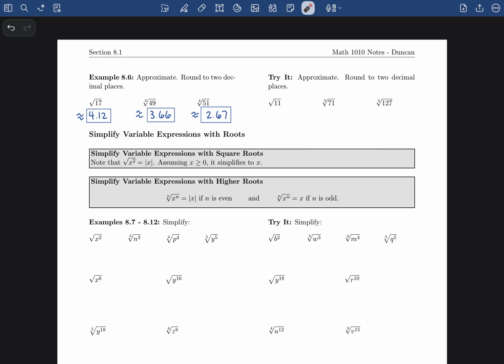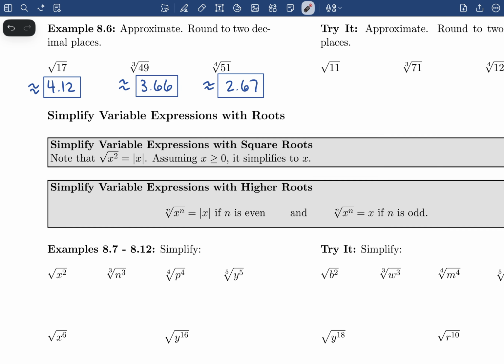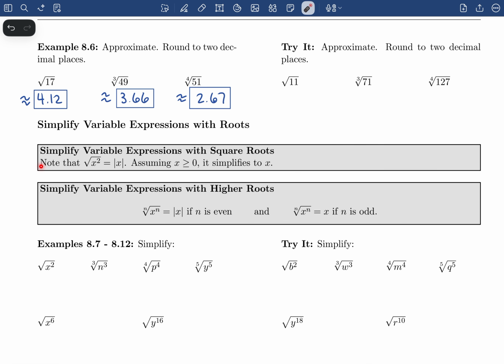All right, so we've now reached the point where we've dealt with radicals with numbers. Now we're going to talk about radicals with variables. So our next objective is to simplify variable expressions with roots. And there's one thing that you need to know to proceed, and that's that the square root of x squared is equal to not x, but the absolute value of x.